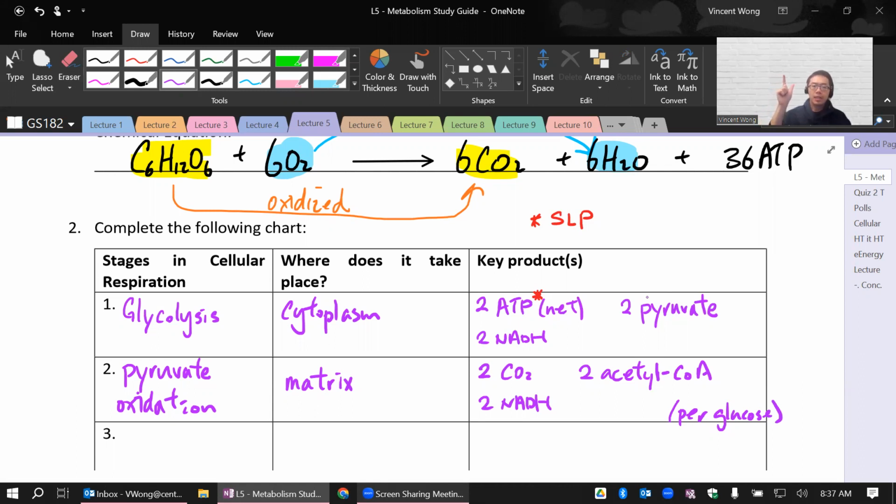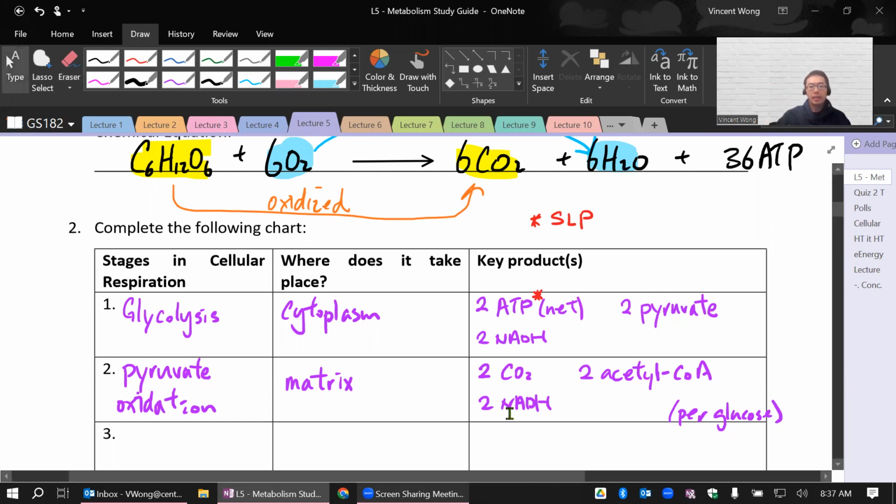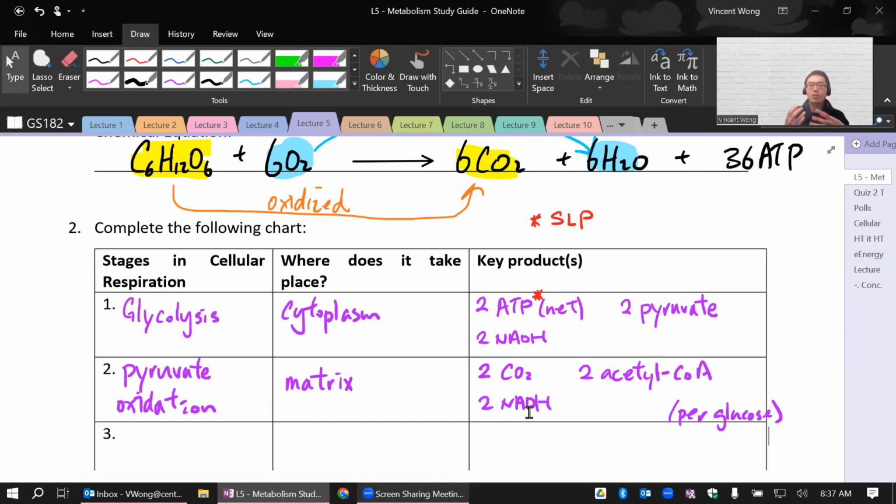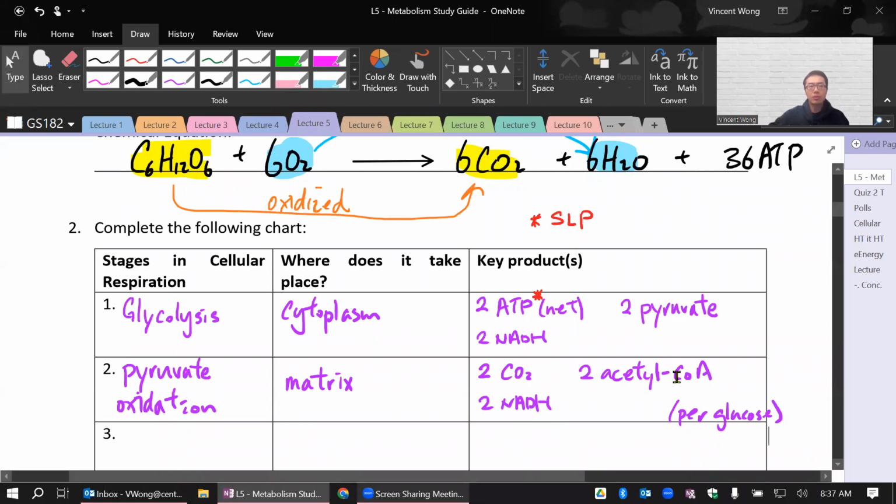Second, we're going to release high energy electrons, which will be captured by NAD to create NADH. And by this time, the molecule is not as energetic anymore, and therefore we need to recharge it a little bit. We really need to give it a boost. So we add a special molecule called coenzyme A, and afterwards we get acetyl-CoA. All right, no ATP is produced directly in this stage.